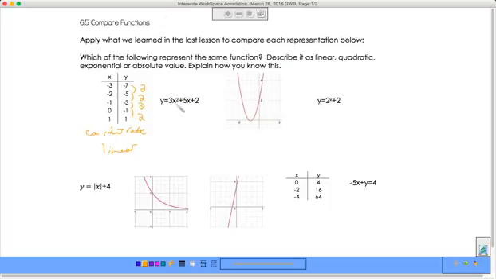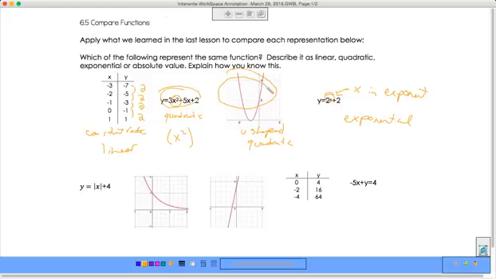Okay. This one has an x squared. I know because it has an x squared that this is quadratic. I'm just going to say that's my reasoning. There's an x squared. This, because it's U-shaped, is also quadratic. And then this one here, because it has an x in the exponent, I know that's exponential. Okay, so the only two that are the same type are these two right here. So these two are the same.